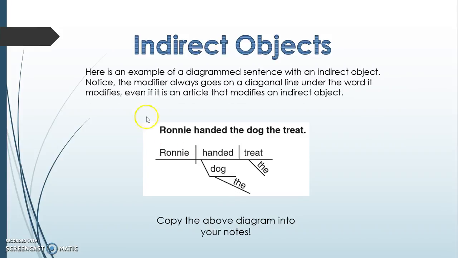All right, an example. Ronnie handed the dog the treat. Well, Ronnie is your subject. Handed is your action verb. Treat is your direct object. What did he hand? He handed the treat. To whom did he hand it? The dog. Notice the modifies dog, so you put it under dog. If it's ever modifying a word, it just goes right under that word. So copy that in your notes, please.